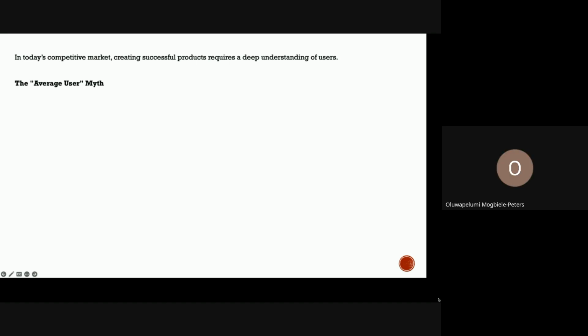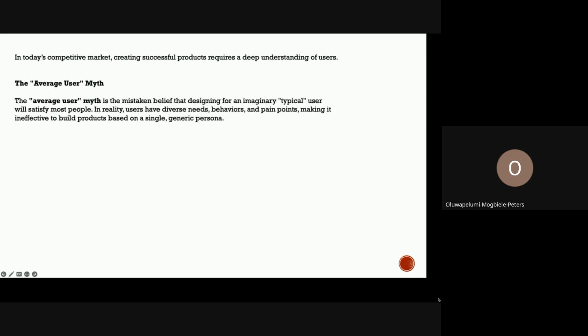All right. So that's the next thing I was going to answer. And that's why I called it the average user needs. And that's why I am introducing the concepts and the topic with this. So basically, what I'm trying to say is this. The average user needs is a mistaken belief that you are designing for an imaginary typical user that will satisfy most people. So you're trying to create a product for plenty of people. In product management, we don't create products for plenty of people. We create products for specific needs. So you are creating a product for people that have specific needs. You're not creating a product for everybody. So in that sense, the concept of average user cannot fly because it's not possible for you to create a product for everybody.